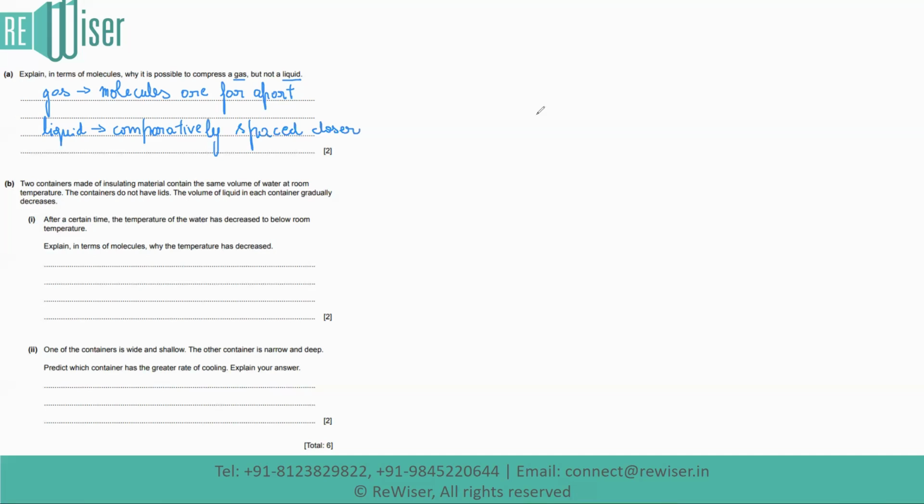The reason why temperature has decreased is because the water molecules which were faster, or which had a higher amount of energy in them, started to evaporate, and this evaporation is further enhanced because the containers do not have lids. And because of this evaporation, the molecules which have a lesser energy, or molecules which are slower, remain within the liquid, or remain within the container which makes up the liquid. And this is the reason why the temperature has decreased below the room temperature.